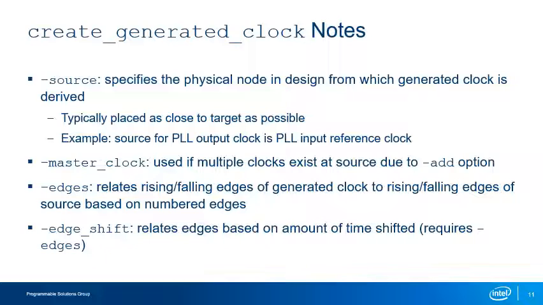Finally, the -edges and -edge shift options can be used to define a relationship with the source clock based on the rising and falling edges of the source. This is a different way of defining the relationship and may be useful if the relationship to the source is not easy to define with any of the other methods.